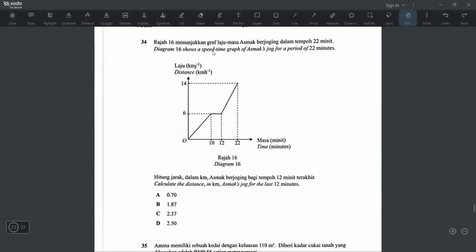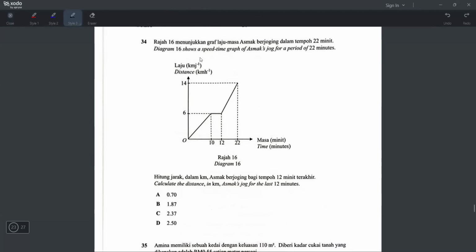Diagram 16 shows the speed time graph for Asmak's jog for a period of 22 minutes. So yeah, I can see it's 22 minutes. Okay, let's talk about what happens here. Okay, ini dia silap tulis. Ini bukan distance, ini speed. Alright, what happens here, the first line? So in 10 minutes, dia punya speed go from 0 to 6 km per hour. So what happens here is accelerate.